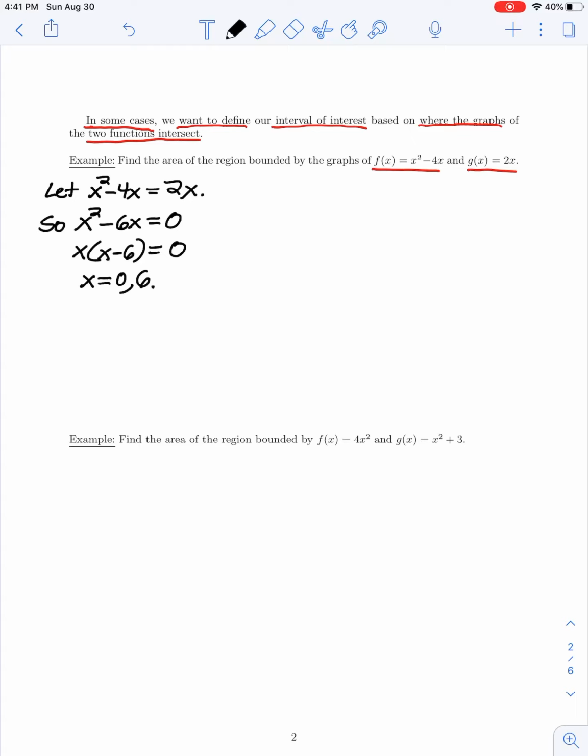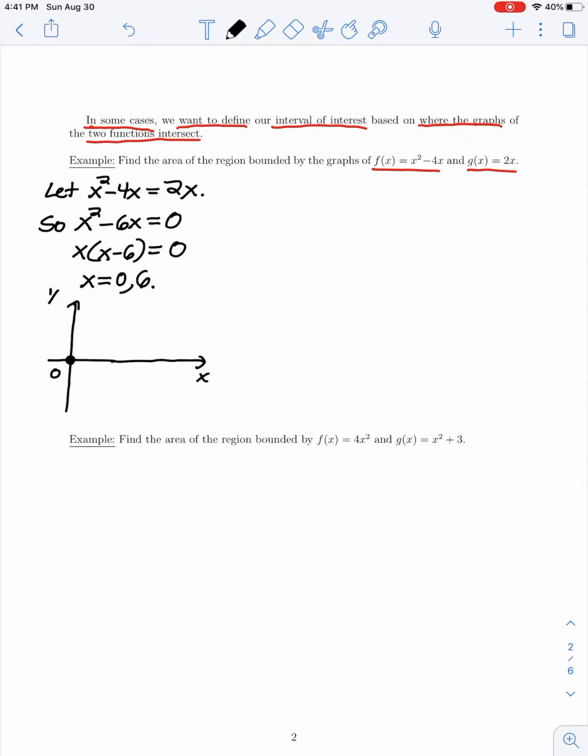So using this, let's see if we can sketch the graphs of these two functions and visualize the region that we're trying to find the area of. So we know that these two curves intersect when x is 0. Now what is the y value for those points of intersection? Well, we can find the y value by substituting x equals 0 into either function. So substituting into f of x or g of x, we find that the corresponding y value is 0. So both of these curves are passing through the origin.